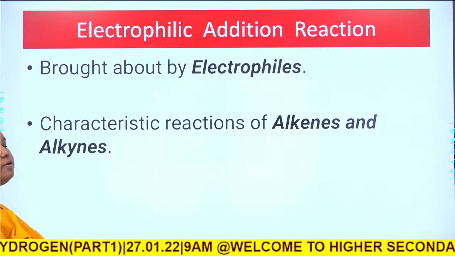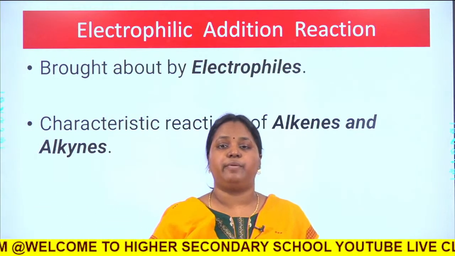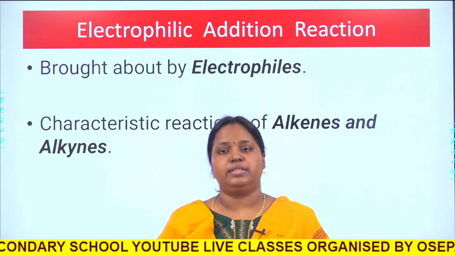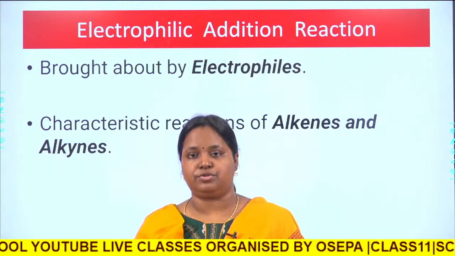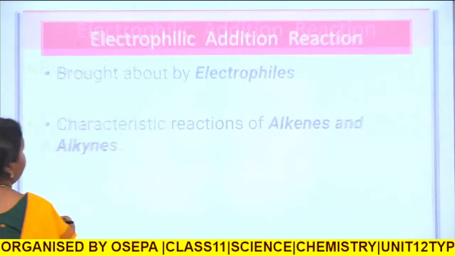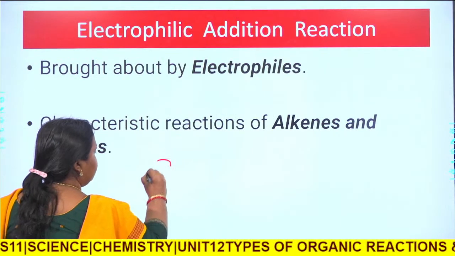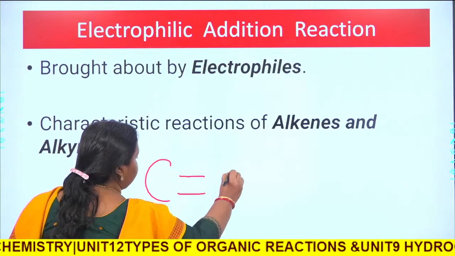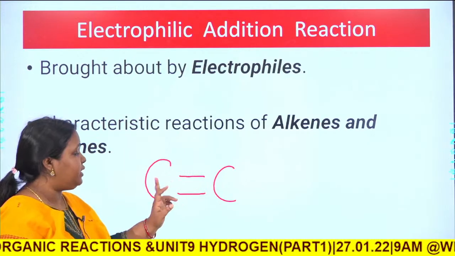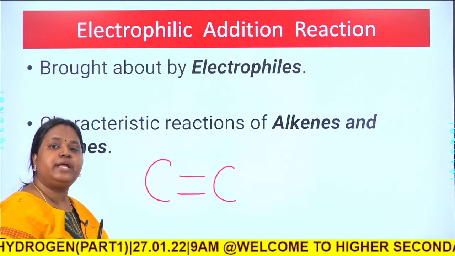So look, electrophilic addition reaction: if the addition reaction is brought about by an electrophile, meaning a positive charge starts the reaction, then it is called an electrophilic addition reaction. These are the characteristic reactions of alkene and alkyne. Look at C double bond C. Tell me whether it is an electron rich system or an electron deficient system. It is an electron rich system.